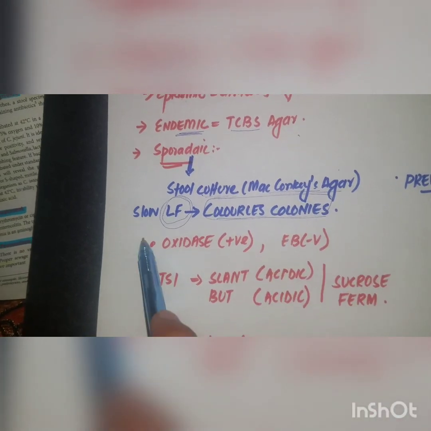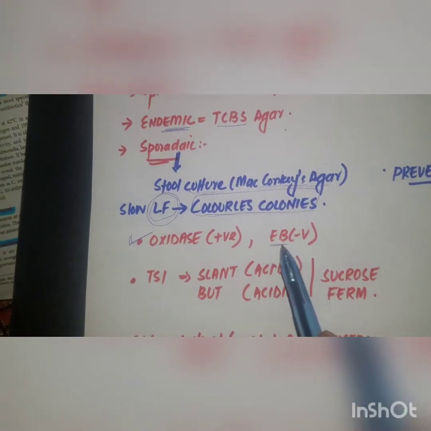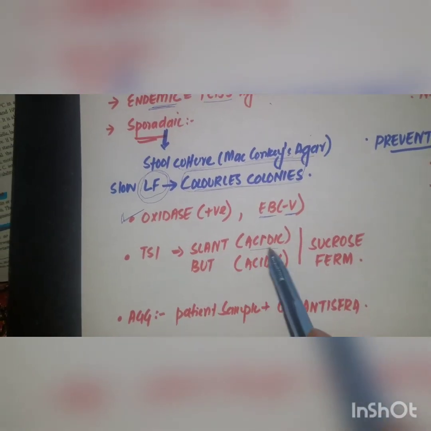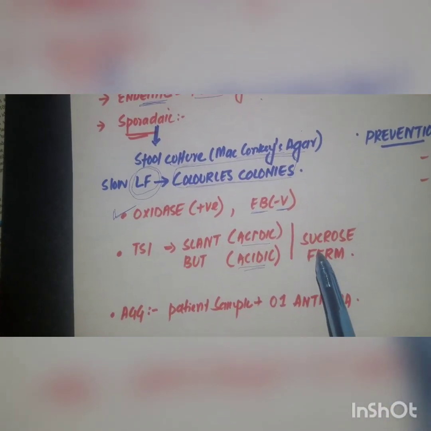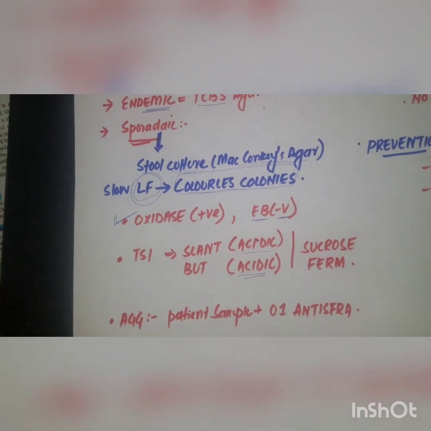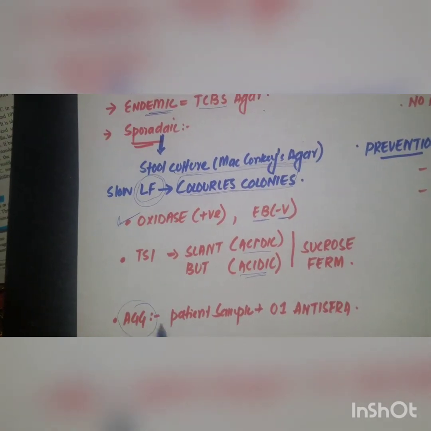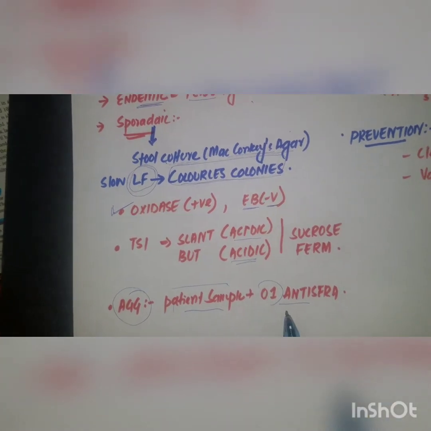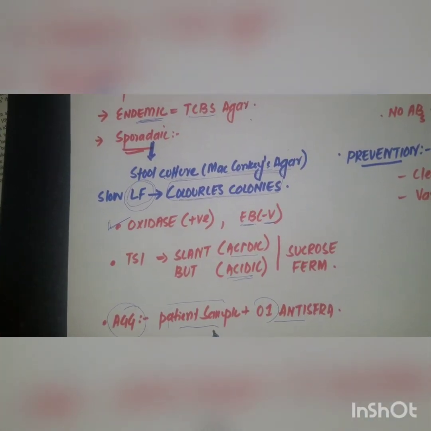This organism is oxidase positive, unlike the Enterobacteriaceae, which are oxidase negative. On TSI agar, the slant is acidic and the butt is also acidic, because of sucrose fermentation. The next is agglutination. The patient sample is mixed with O1 antisera. If agglutination occurs, it means the toxin-producing organism is present.